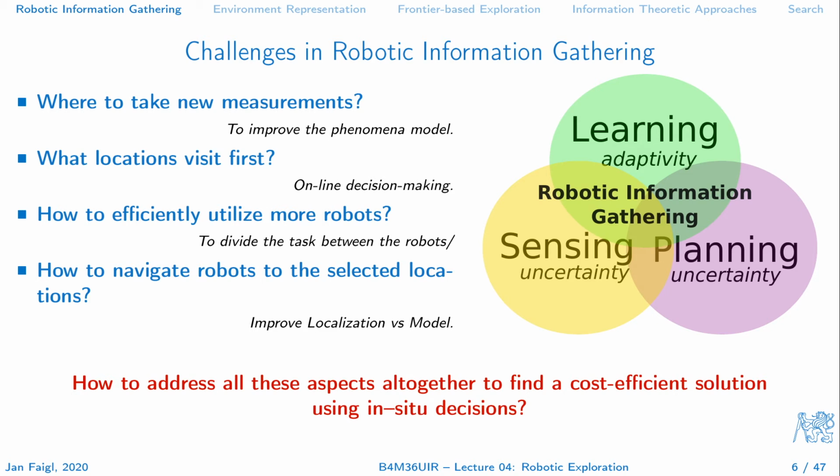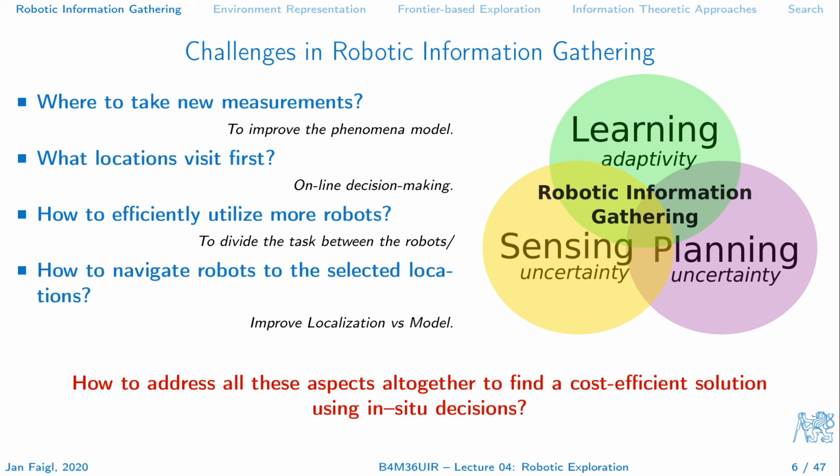And of course there is the question of how to efficiently utilize robots. We have a bunch of robots. What will be the benefit of using 1, 2, maybe 4? How can we exploit the team of robots? And of course, there is the fundamental problem of mobile robotics, and that's navigation. How will the robots reach the selected locations?